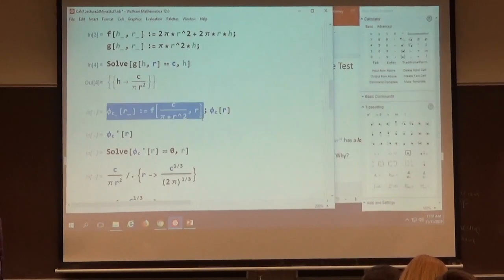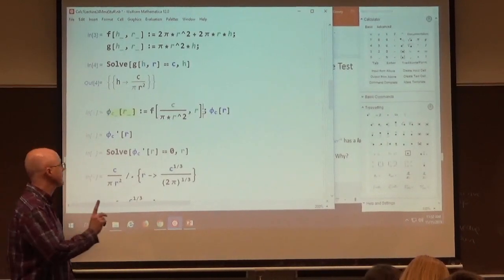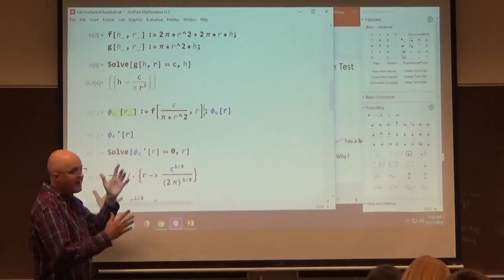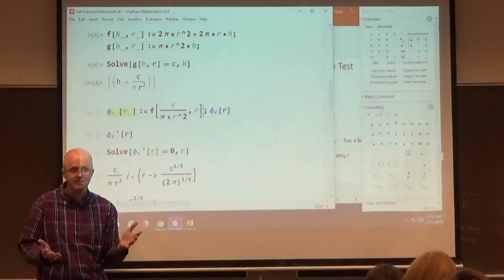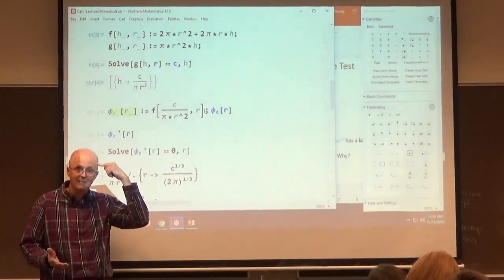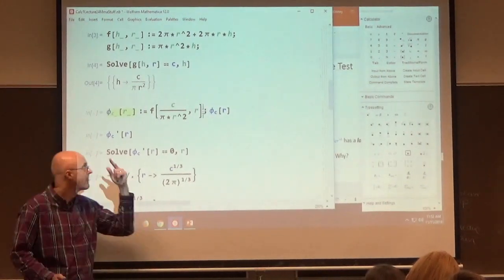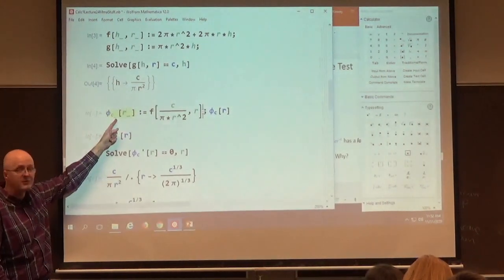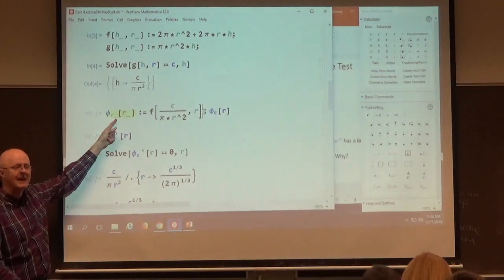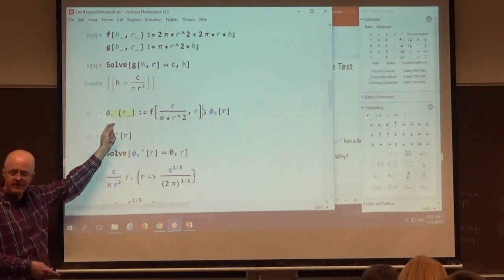I can then plug that into the f function, the surface area function, to get this phi function. If you put this into Mathematica, listen very carefully here, however, Mathematica doesn't know that c is a constant. You are thinking of c as a constant. But as far as Mathematica is concerned, if you want the c to be in there, you need to treat it like a variable. I'm putting it as a subscript there with an underscore when I do the definition, to emphasize to Mathematica to treat it as a variable.